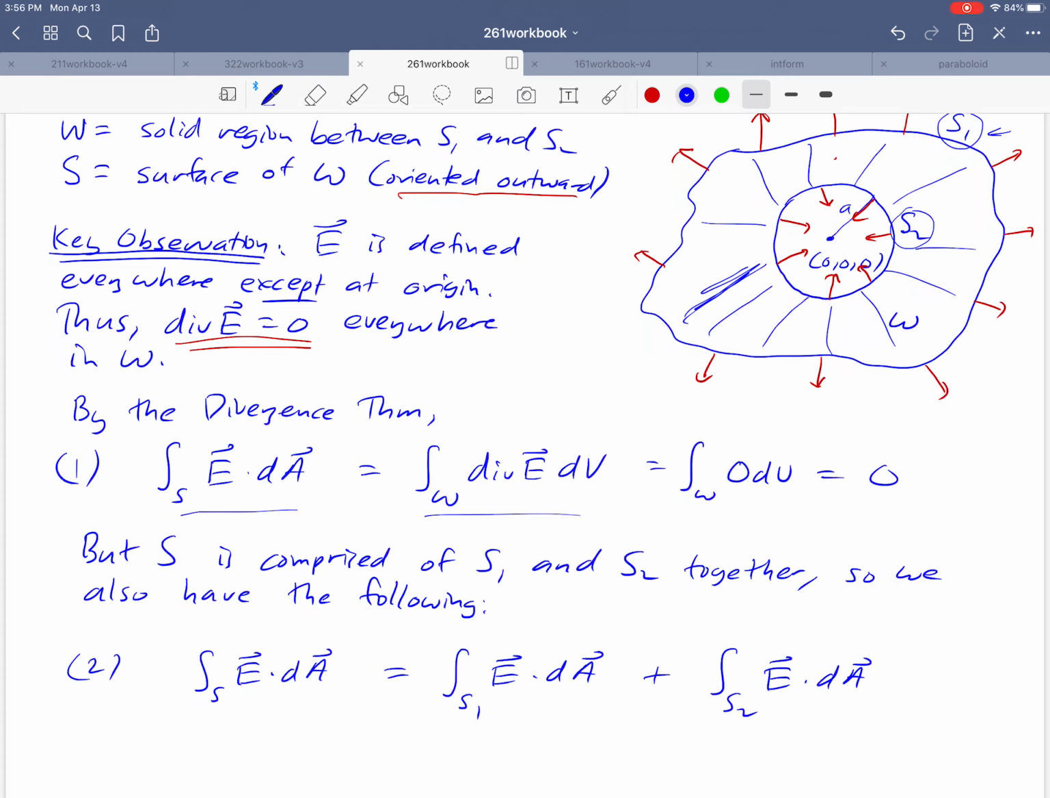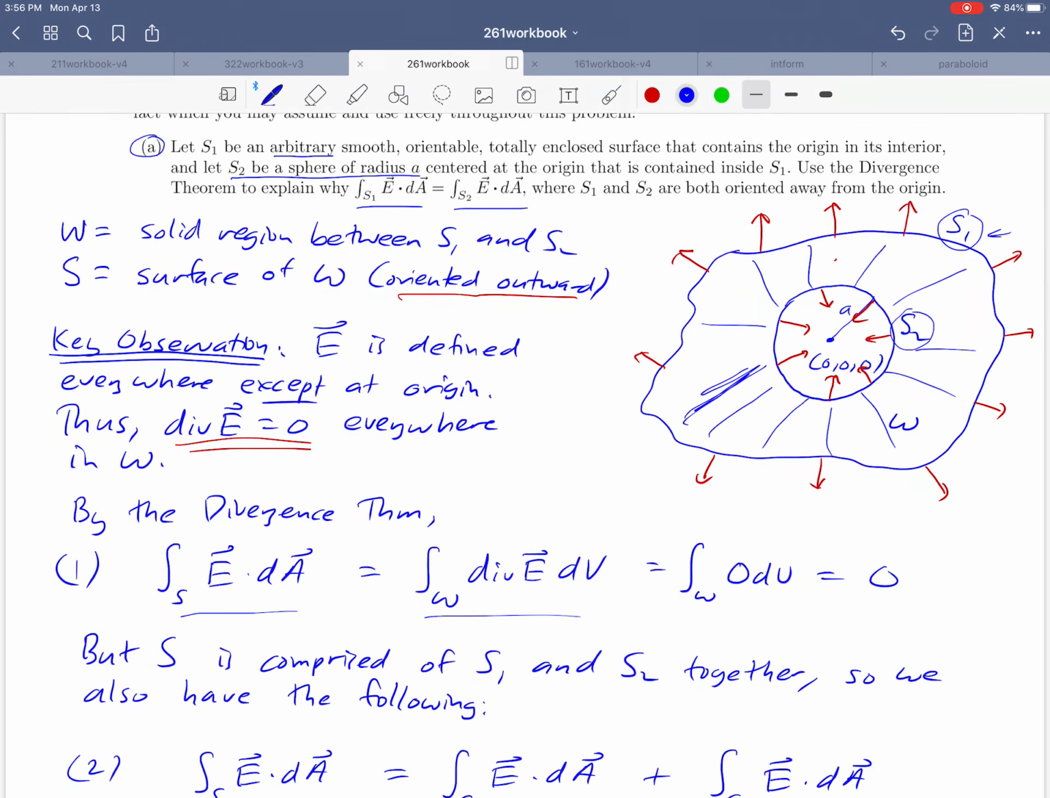Okay, there's only one problem, though. This equation is not quite right the way that I wrote it down. Let's take a glance back at the orientations. How were S1 and S2 oriented at the beginning of the problem? They're both oriented away from the origin. So take a look back at the picture that we drew up here. Do the normal vectors that I drew on S2 agree with an orientation away from the origin? They don't. They go toward the origin, in exactly the opposite direction from what the problem said.